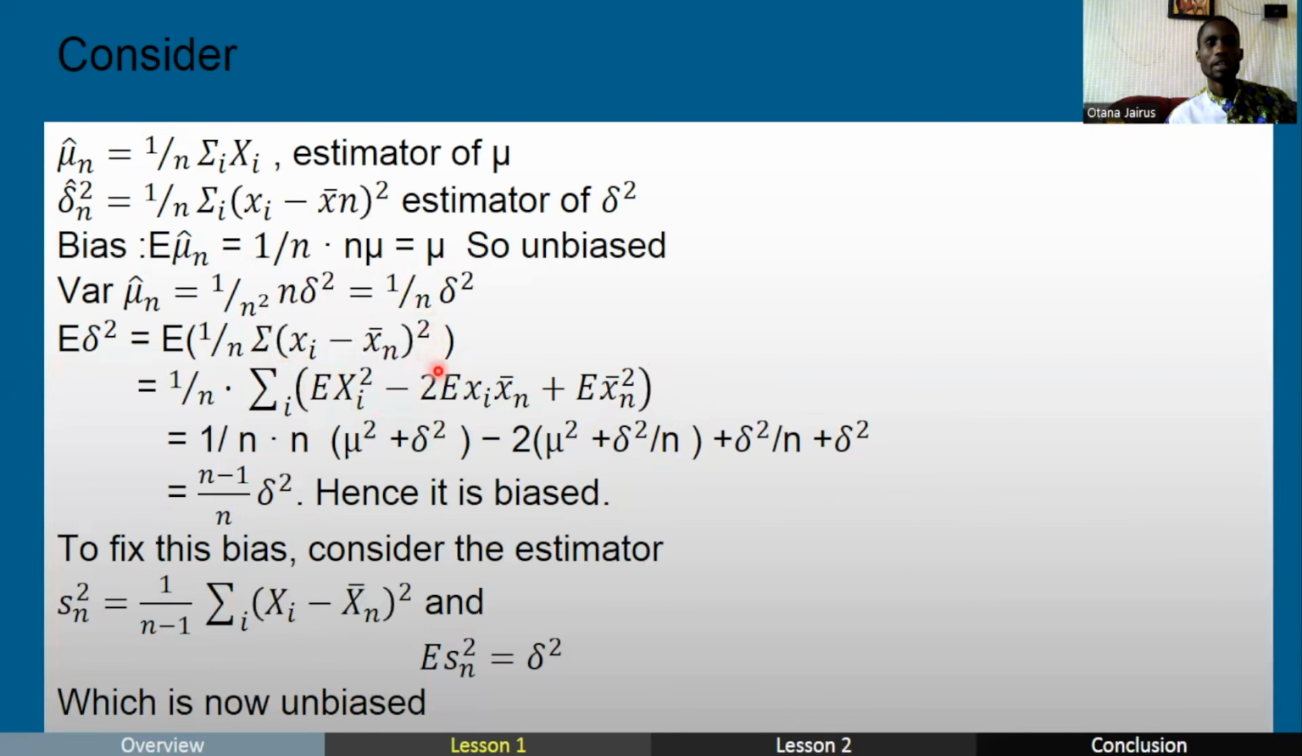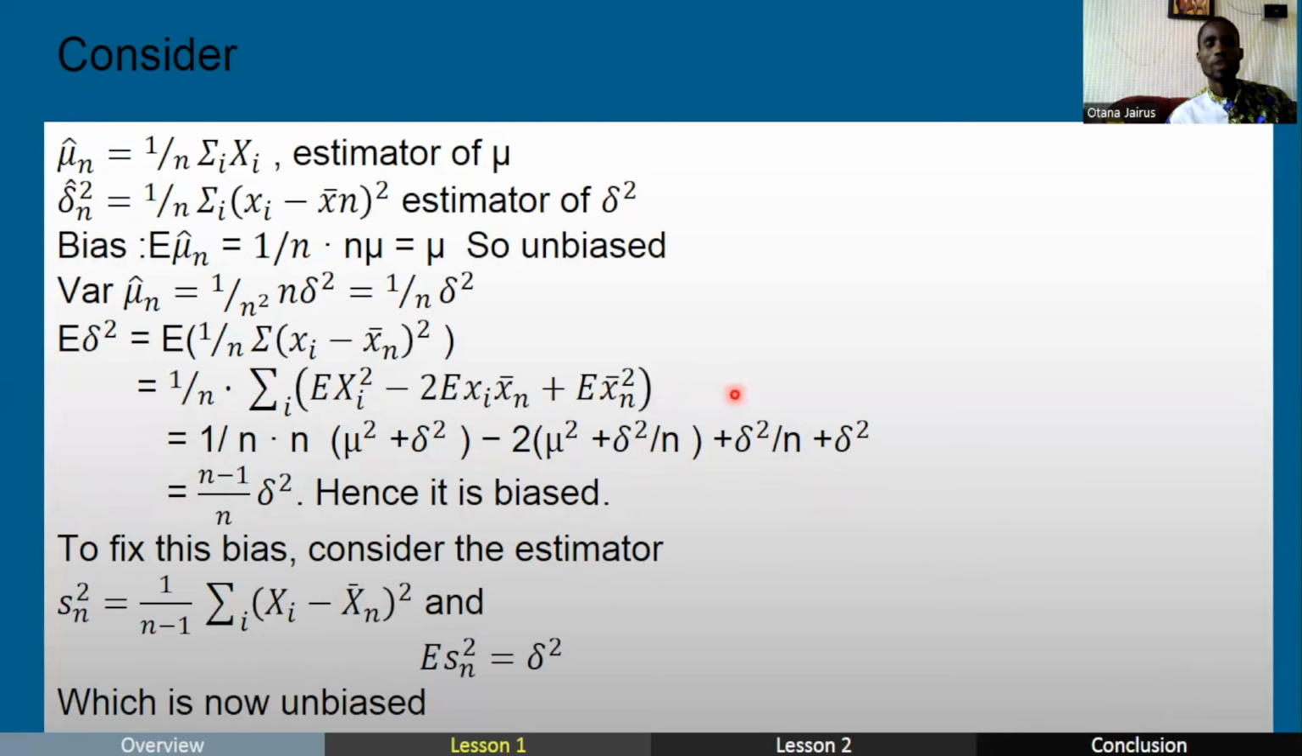In other terms, you just complete this formula here. When you expand this, you find that you can write it like this. So when you continue to expand it, you find that 1 over n multiplied by n, our sample size, multiplied by mu squared plus sigma squared, minus 2 times mu squared plus sigma squared over n, plus sigma squared over n, plus sigma squared. Then when you simplify it, you find that it is n minus 1 over n sigma squared.